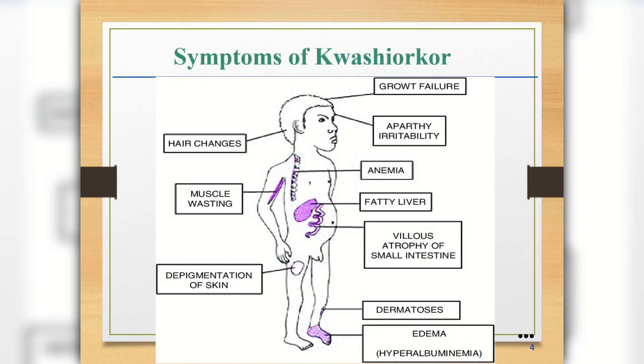Symptoms of kwashiorkor. The symptoms include growth failure, apathy, irritability, hair changes, anemia, fatty liver, muscle wasting, villus atrophy of the small intestine, depigmentation of skin, dermatosis, and edema that is due to hypoalbuminemia.